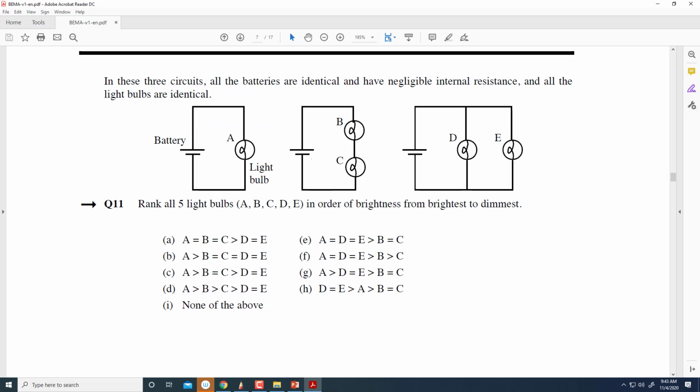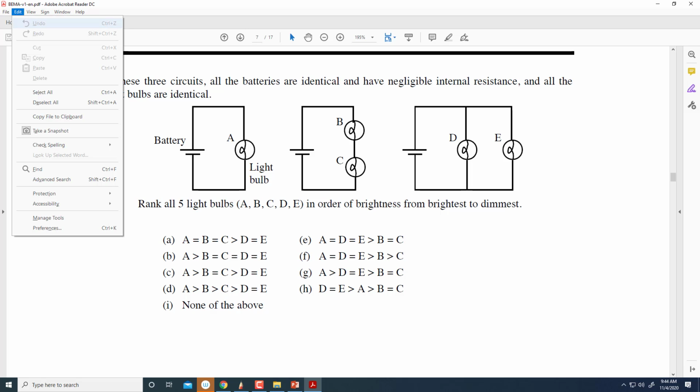Okay, let's look at this one. We have 3 circuits, and we have 5 light bulbs. Out of those 5 light bulbs, rank them in order from brightest to least bright. So look at the question and think about it.